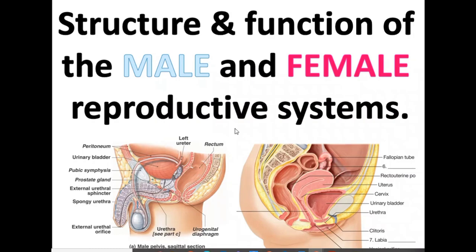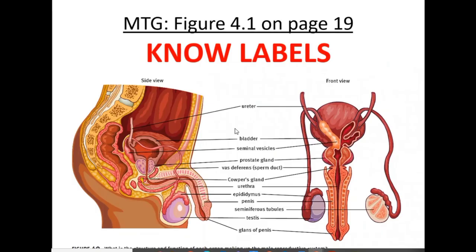So before we get there, let's speak about the structure of the male and the female reproductive system. Okay, you have to know your labels for this. And I'm sure you guys have done this before, so I'm not going to reteach it. I'm just going to revise it.